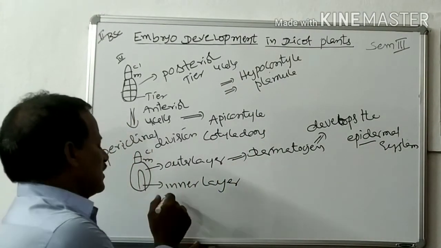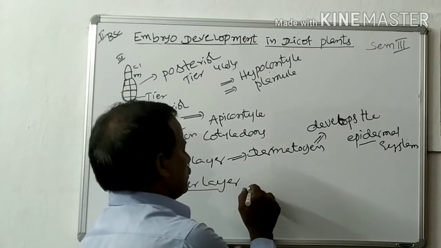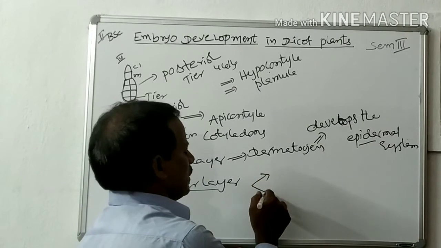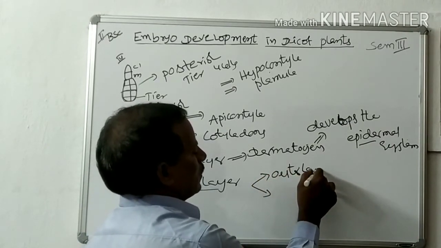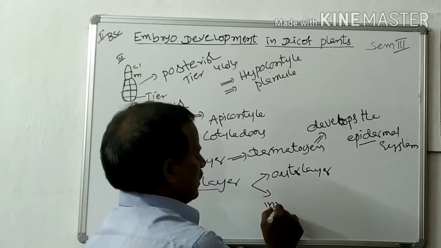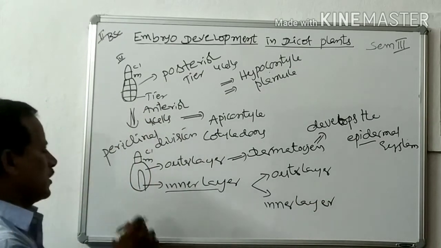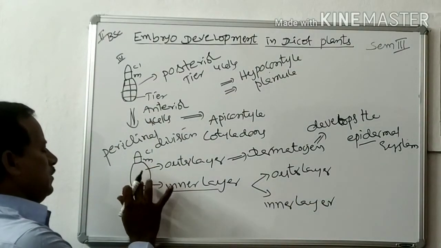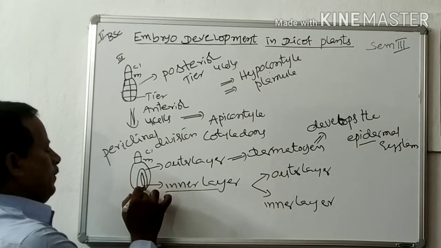And the inner layer itself divides periclinally again and gives rise to 2 layers. Again 2 layers, outer layer and inner layer. So like this. Right?